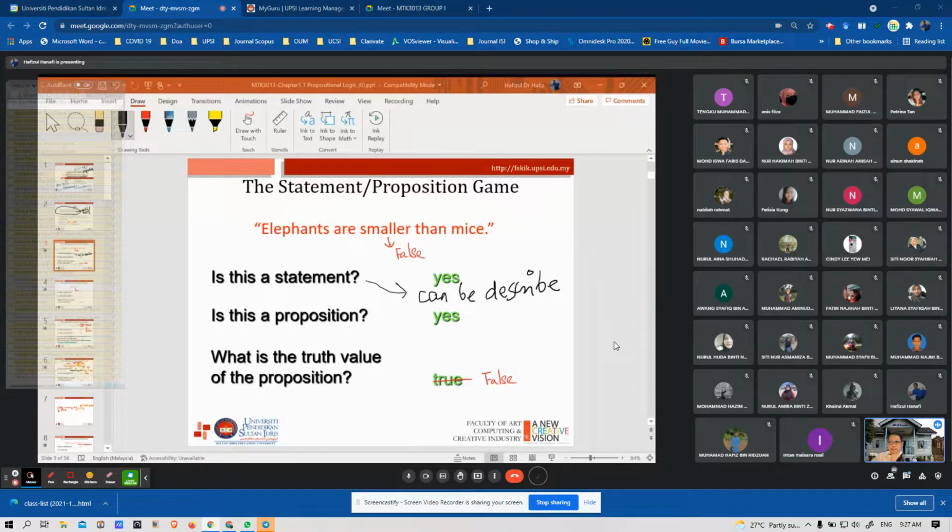Ataupun kalau kamu tengok, it is understood to be non-linguistic entity which is shared by sentences with some logical expression lah. Okay, nanti kita akan tengok sama ada true ataupun false lah. Okay, yang explaining the true or false lah.